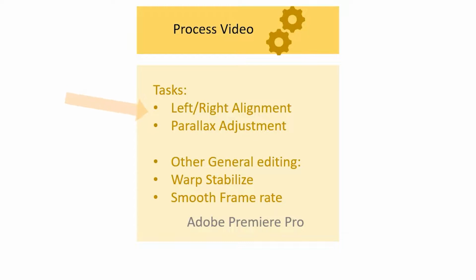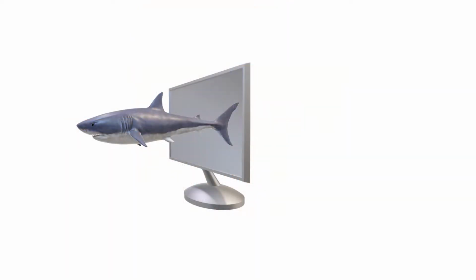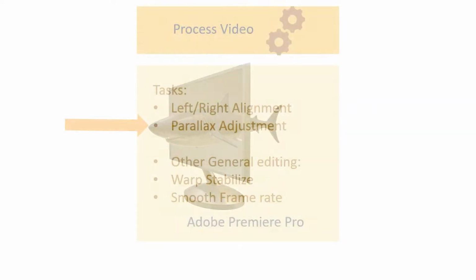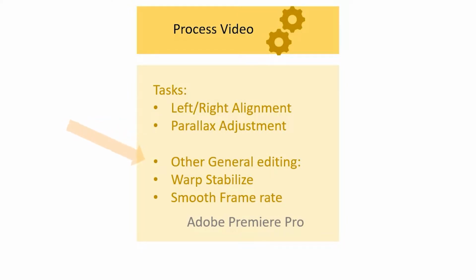I'm also going to show you how to do parallax adjustments. Parallax is basically where your video resides in the depth plane. You can move it in front of the screen or at the back of the screen or level with the screen, depending on where you want your objects to be. The next thing I'm going to show you is just some general editing. For that, I've chosen to show you how to do warp stabilizing and also to smooth the frame rate. And I've particularly done these because I am using as my source a Fujifilm 3D-W3 video, and I found that those are typical sort of tasks that you would do on those.